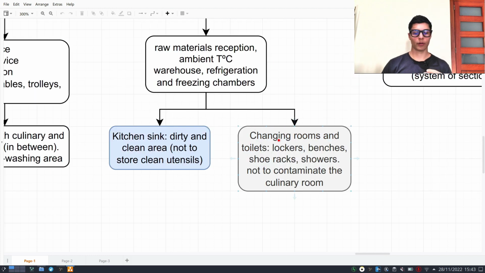And then, on the other hand, we have changing rooms and toilets. These must have lockers, benches, shoe racks, and even showers. It is considered a dirty area, and you have to be careful not to contaminate the culinary rooms, since the changing rooms and the toilets have direct access to the culinary room, to the cooking room. So be careful with that.